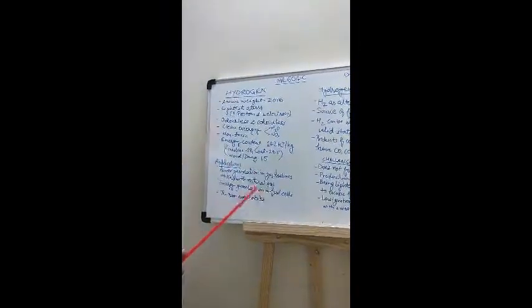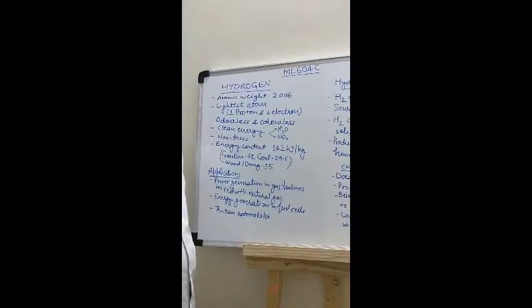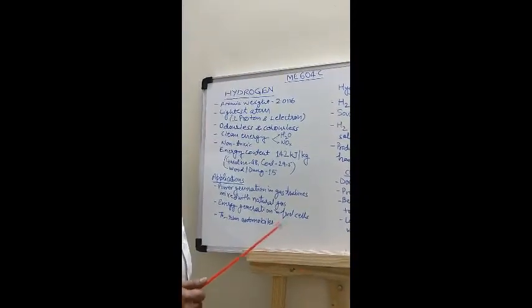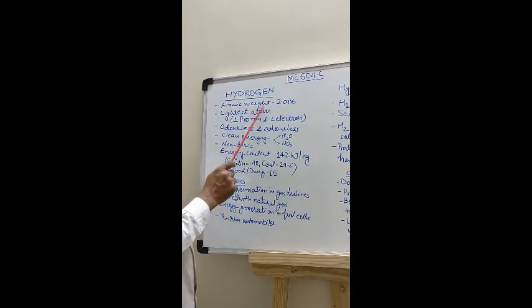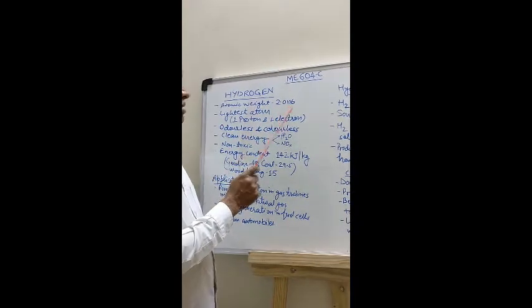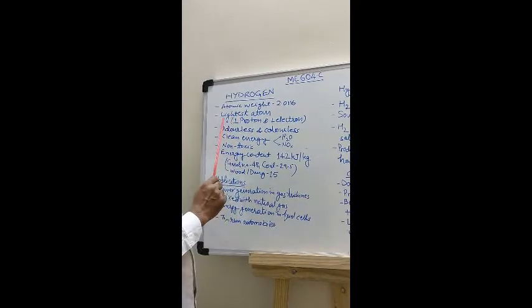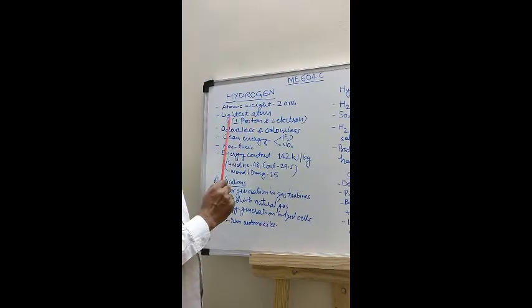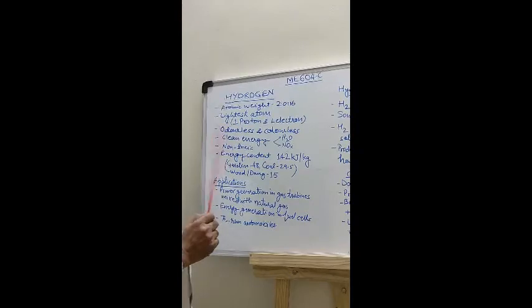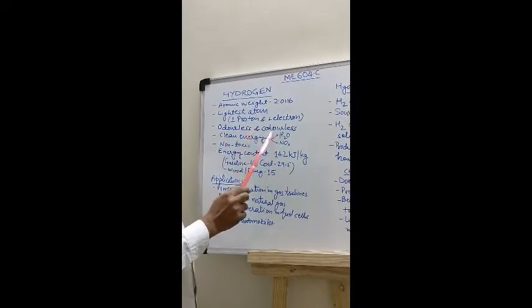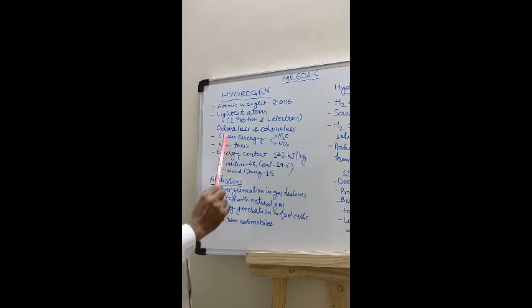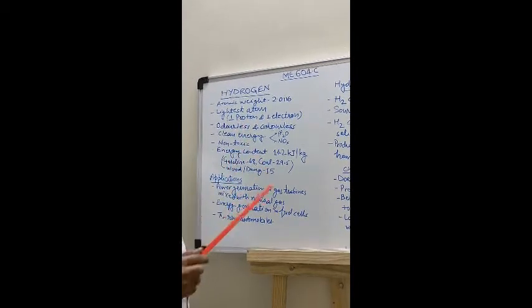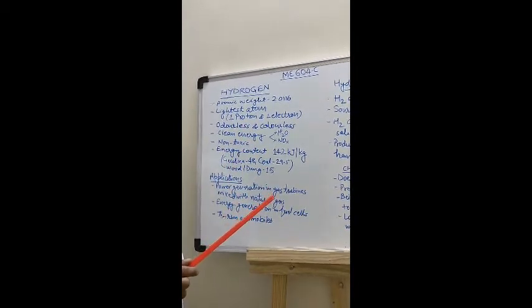You have already studied from school what is hydrogen. It is a gas having chemical formula H2. Its atomic weight is 2.0116 and it is the lightest atom with one proton and one electron only. It is odorless, colorless and non-toxic also. So this is the brief introduction about hydrogen and why it is suitable for renewable energy.